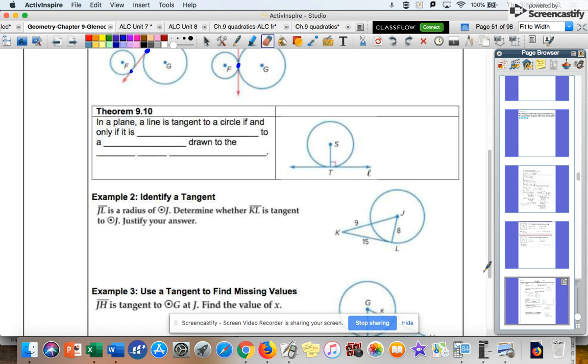All right, so some theorems related to tangents. What is true about how these tangents intersect, so to speak, with circles? In a plane, a line is tangent to a circle if and only if it is perpendicular to a radius drawn to the point of tangency.